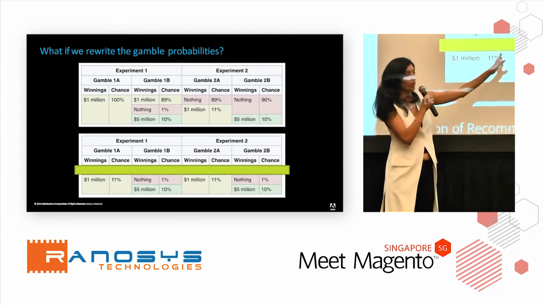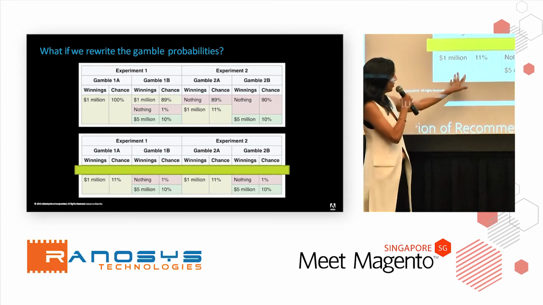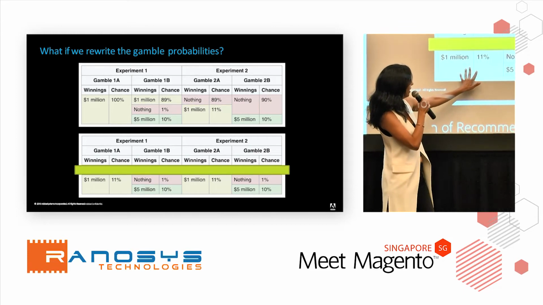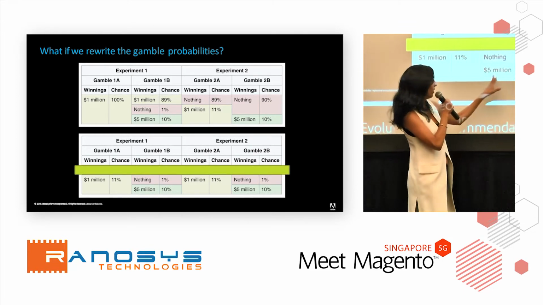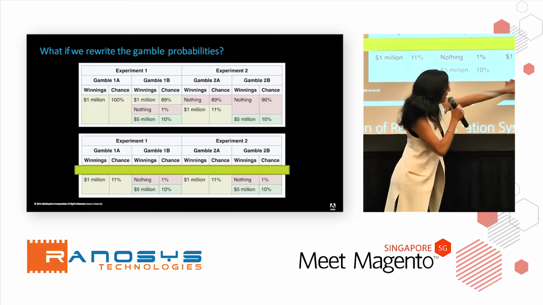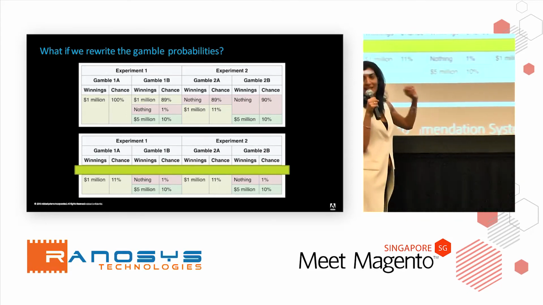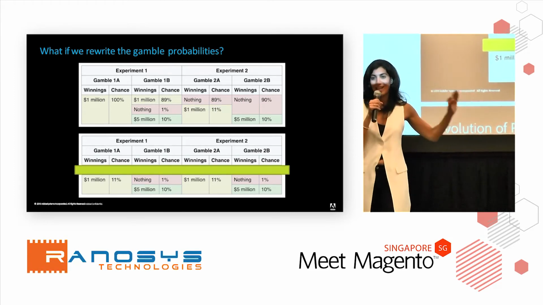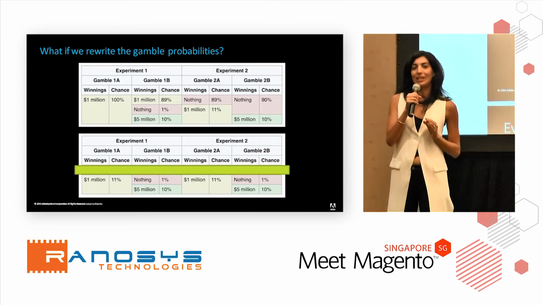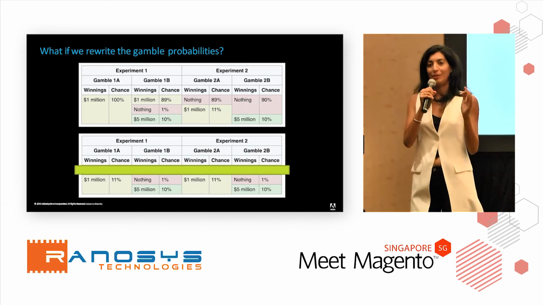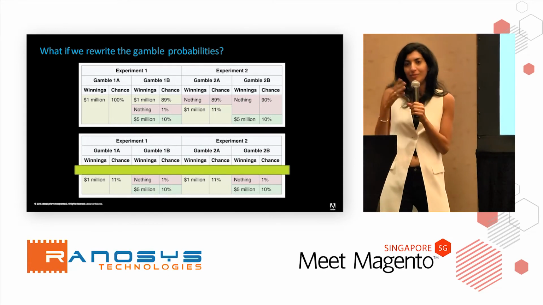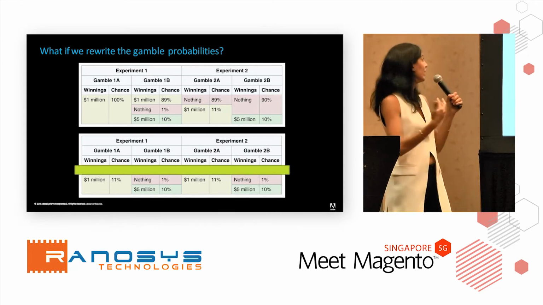Okay, so I'm just scratching it out. Notice something here. 1 million, 11%, nothing; 1, 5, 10. These were the same exact choices in expectation. Yet, it's a paradox. This is called the Allais paradox.